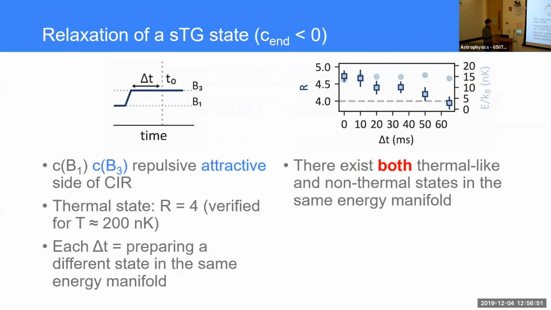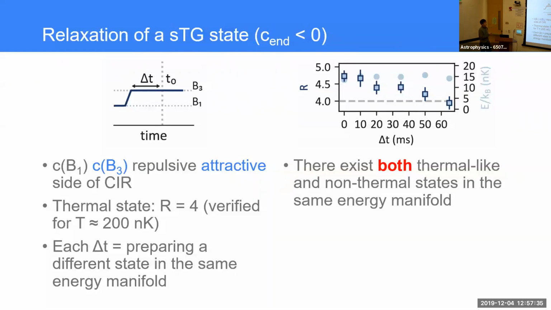We check that for a thermal state, you should observe R equal to 4. This is verified by simply measuring our breathing frequency using a thermal gas at a temperature of about 200 nanokelvin, which is much, much hotter than what we have in our system. Actually, the subtlety in this measurement is that if you are not dumping spontaneous emission heating or whatever into your system, then for each delta T, it's like a different state preparation process where your gas explores this constrained energy manifold. So the following is our data.